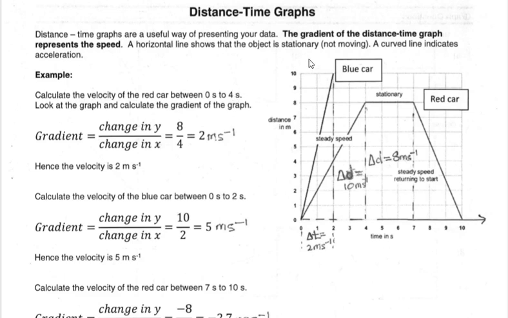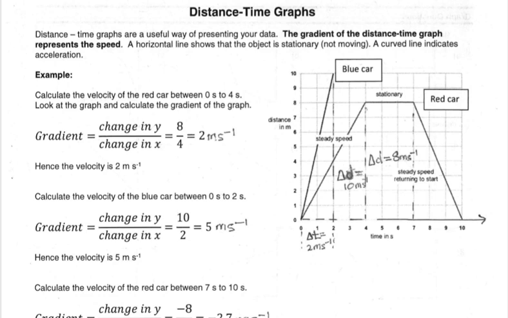So in this video we're looking at GCSE physics distance time graphs. This video forms a little bit a part of the forces and motion playlist. Distance time graphs are a useful way of presenting your data. The gradient of a distance time graph represents the speed. A horizontal line shows that the object is stationary, not moving. A curved line indicates acceleration.